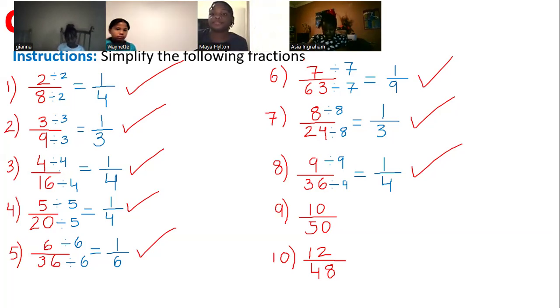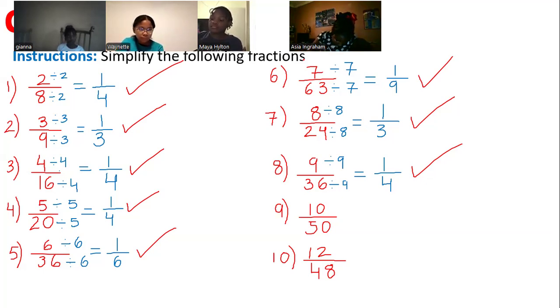A lot of you have to practice how to divide. And a lot of you don't know your multiplication tables. That's why you're getting these wrong. You're supposed to know how many times 8 goes into 24. You're supposed to know how many times 9 goes into 36. Those are simple things. So Asia and Gianna, y'all need to practice your multiplication tables, because these are too easy to get wrong.